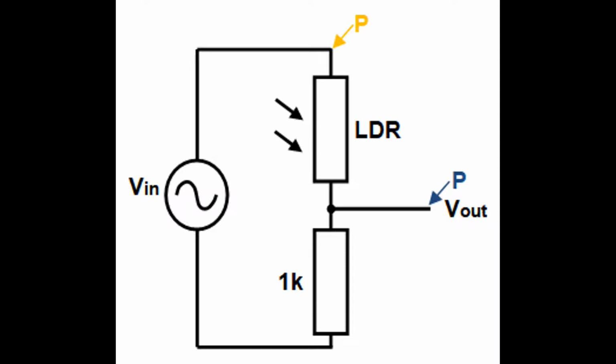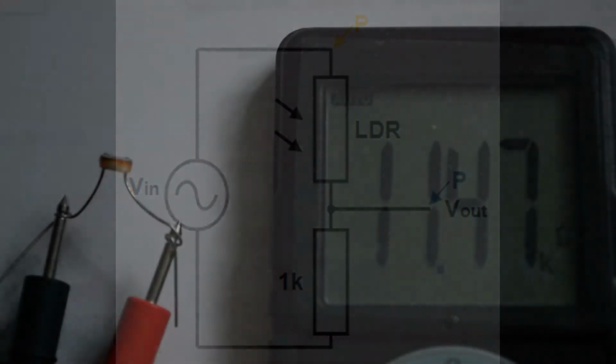I'll be using a sine wave input just because it's better to visualize than a DC flat line. As this is a purely resistive circuit, the AC input will make no difference to our results. Before we look at the LDR in a circuit, let's first gauge its characteristics.